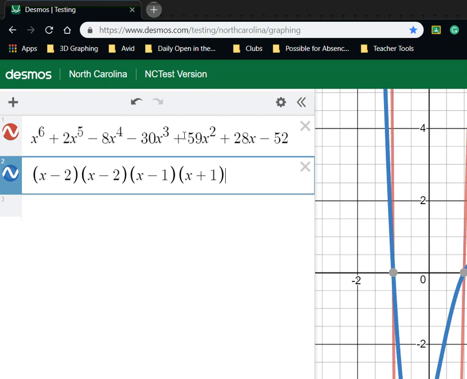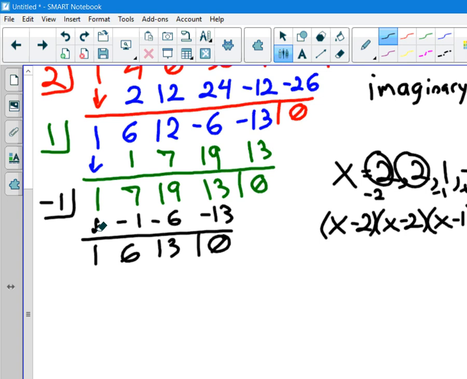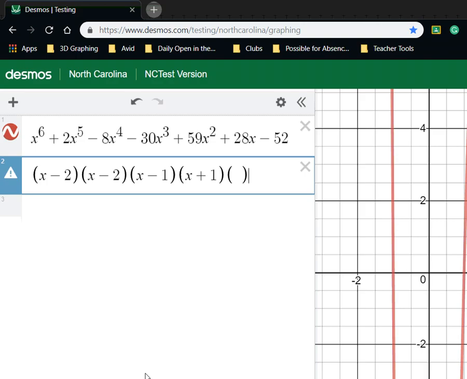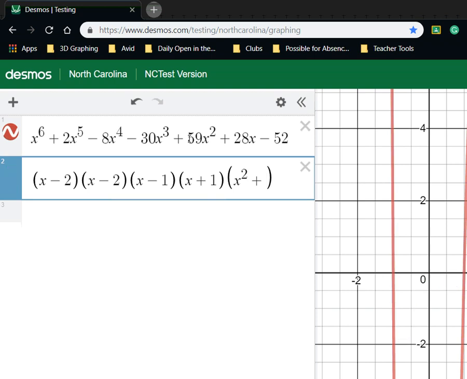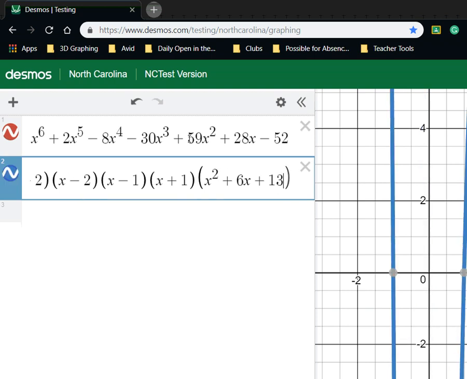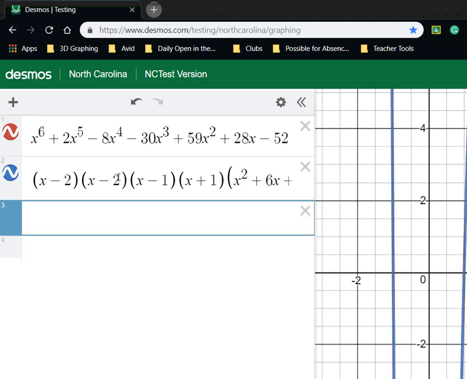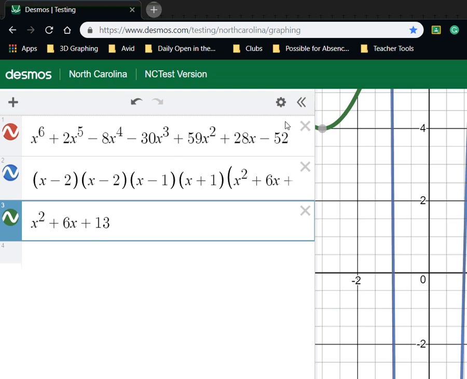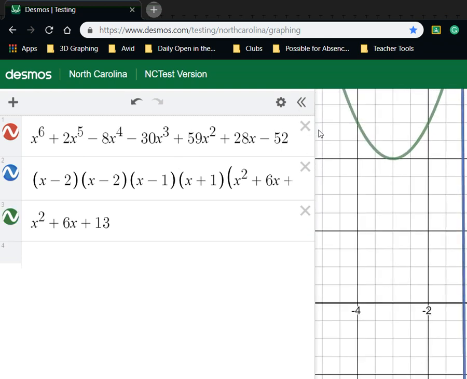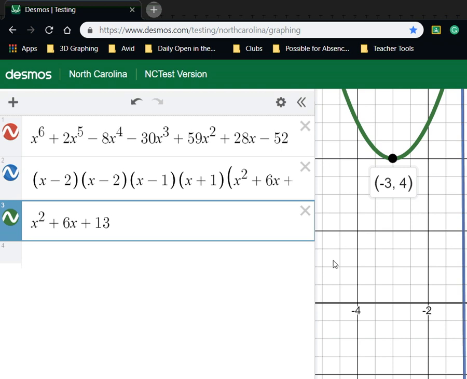So the last part is what goes here to make this a degree 6. We have 1, 6, and 13 left over. So this is 1x squared plus 6x plus 13. And when I graph x squared plus 6x plus 13, everything lines up perfectly. So I've gotten 4 out of 6 things done. When I graph that x squared plus 6x plus 13, I see that it does not intersect the x-axis.